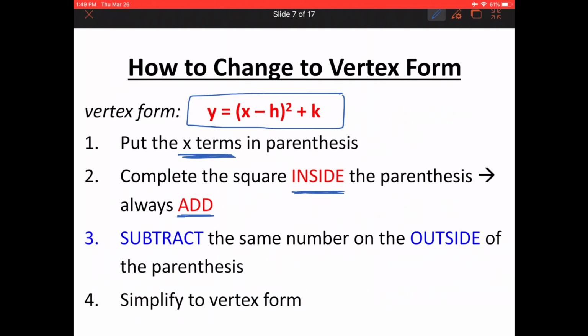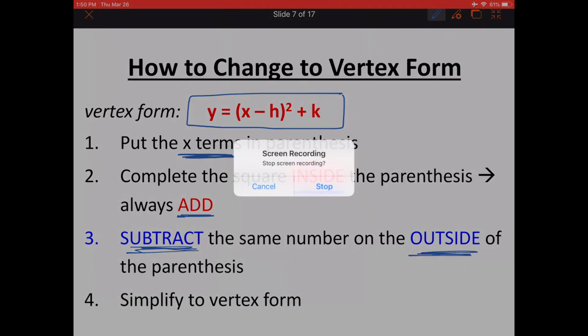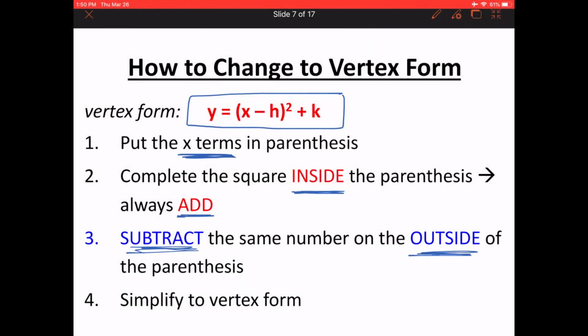But then in step 3, something that's very important in algebra is keeping the balance of an equation. So in step 3, since I added inside the parentheses, I subtract that same number on the outside of the parentheses. So notice step 3 is the complete opposite of step 2 in order to keep the balance. In step 2, you add on the inside. In step 3, you subtract on the outside. And then our final step, step 4, is just to simplify to vertex form. I know that might seem a little confusing, but let's go to our next slide where we can put all these steps into practice.